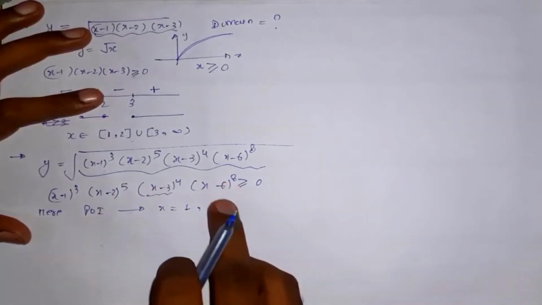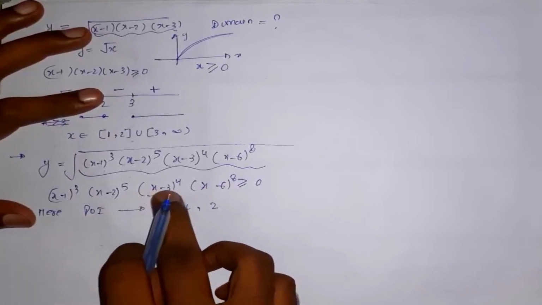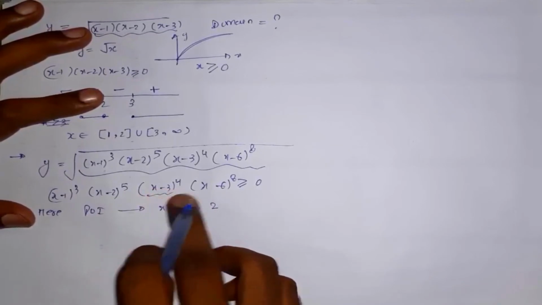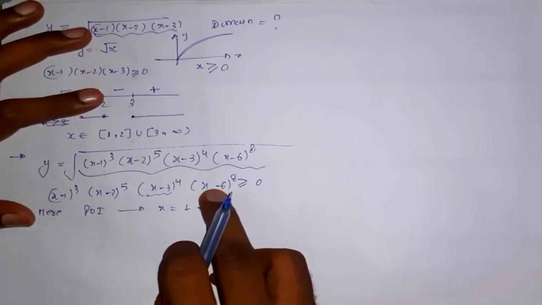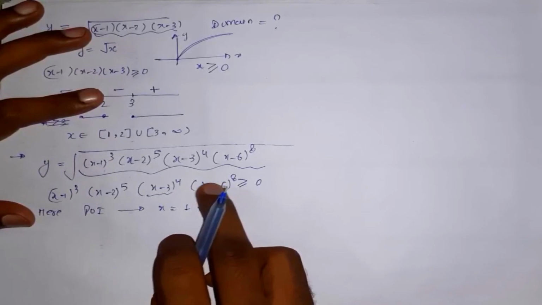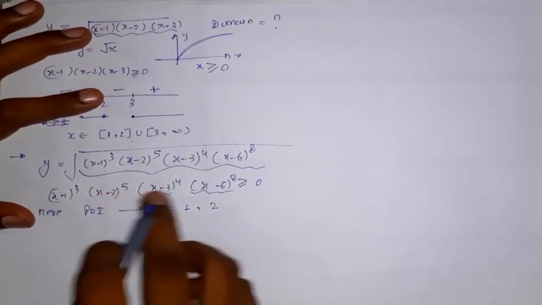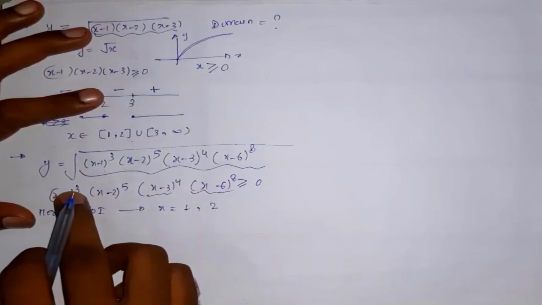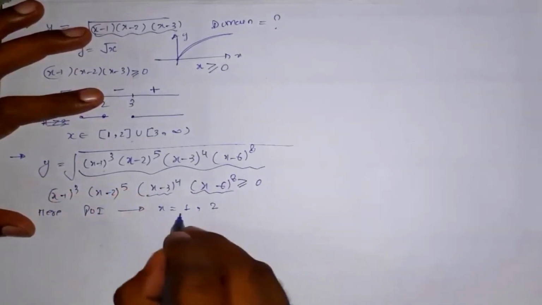Not the points of inversion, because at x equals 3, this will always be positive, whether we go beyond 3 or less than 3. And if we take x greater than 6 or less than 6, this will also always be positive, so it will not change its sign. Only these factors will change sign, because they have odd powers. 3 and 5 are the odd powers. So the points of inversion are 1 and 2.